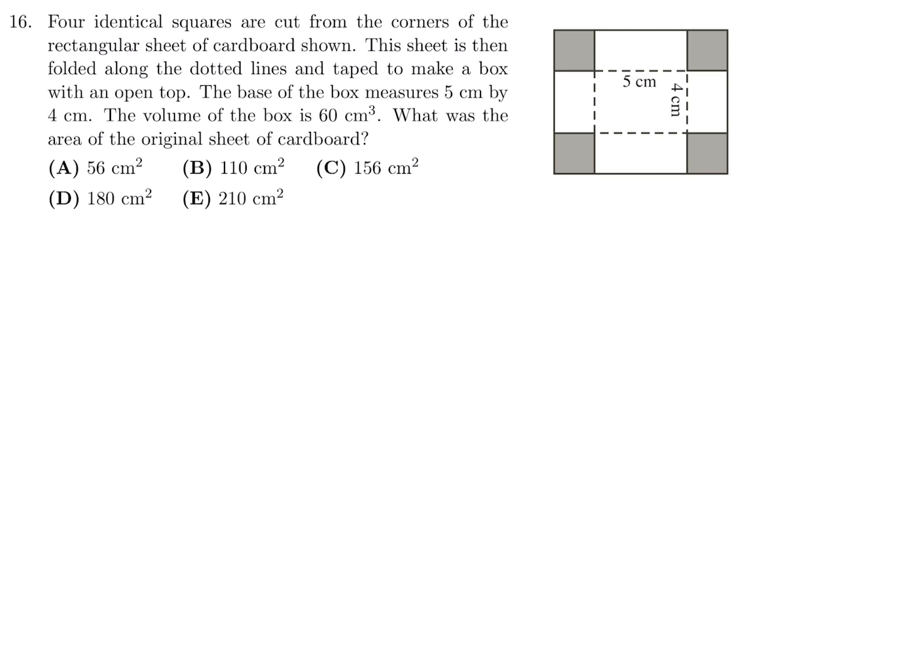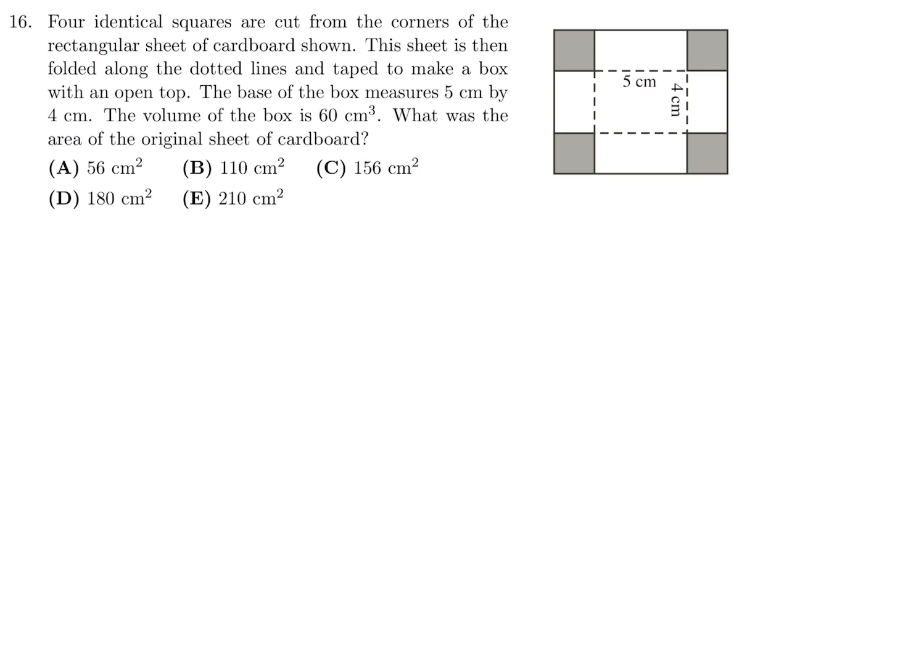4 identical squares are cut from the corners of the rectangular sheet of cardboard shown. This sheet is then folded along the dotted lines and taped to make a box with an open top. The base of the box measures 5 by 4. The volume of the box is 60 centimeters cubed. What was the area of the original sheet of cardboard?